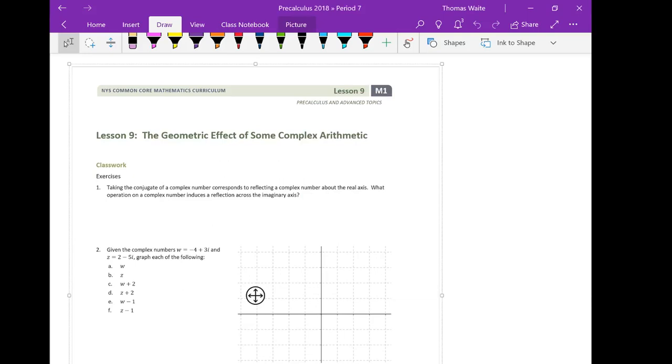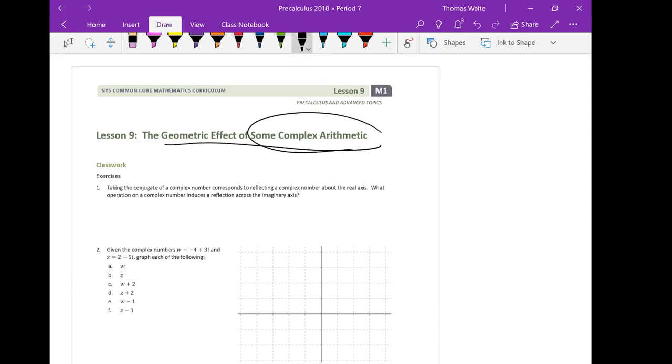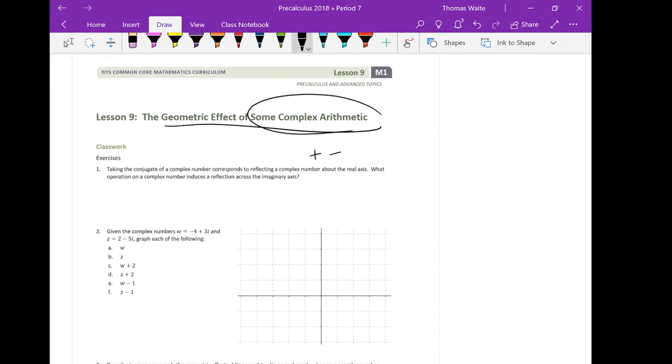In our last lesson, lesson 8, we talked about dividing complex numbers, and now we're going to start to move away from that and look at some geometric effects of our arithmetic. Remember back in lesson 5, we learned how to add, subtract, and multiply. Throughout the rest of this unit, we're going to talk about what addition, subtraction, multiplication, and division look like geometrically, that is, in a picture.